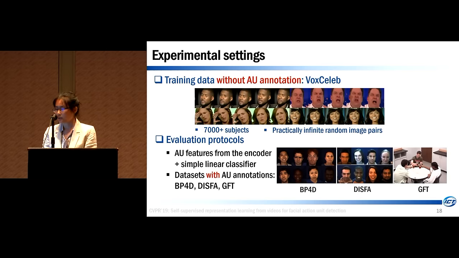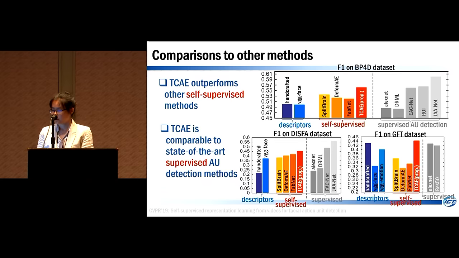We trained our model on VoxCeleb. It contains facial videos with varied facial expressions and movements, but without AU annotations. Then we evaluate the learned AU features on three popular AU datasets: BP4D, DISFA, and GFT. Here are the reported F1 scores on the three datasets. As we can see, TCAE outperforms other self-supervised methods and is even comparable to state-of-the-art supervised AU detection methods.